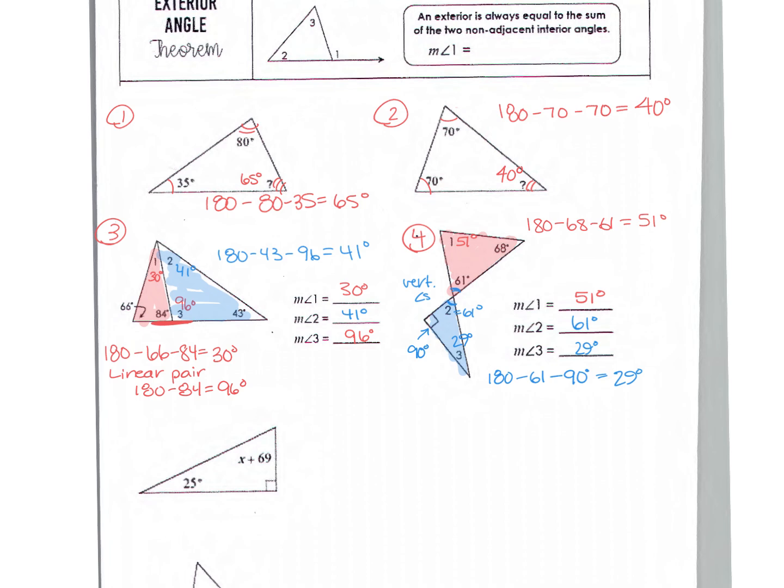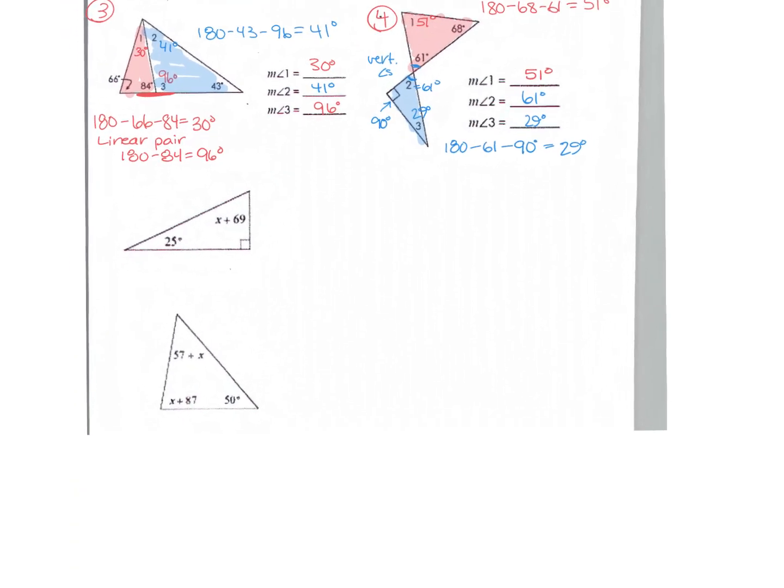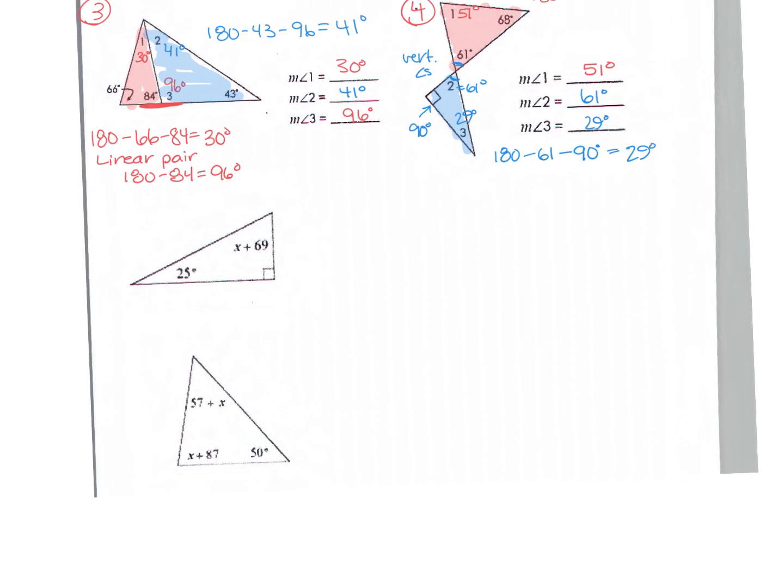So let's take a look at my last two problems on this page. Oops, my page went kind of crooked. We'll call this numbers 5 and 6. Like I was mentioning a moment ago, I know that right angle mark means 90 degrees. So this whole triangle right here, I know that all three angles total 180.